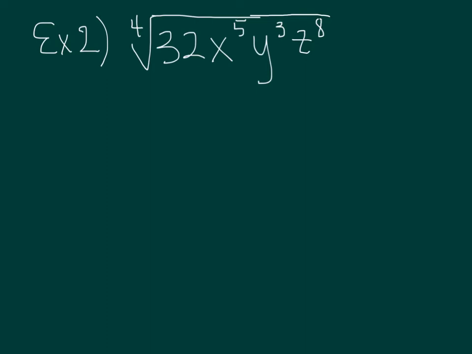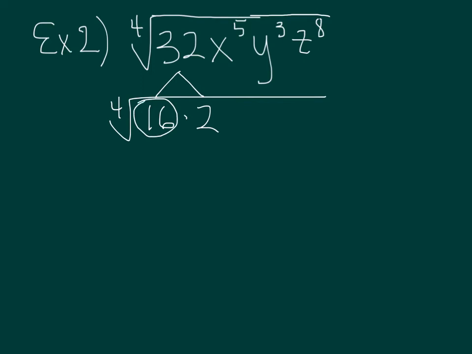I'm still going to work with the factors of 32, but now I want to break it down in a way where I could take the 4th root of one of those factors. So if I break it down to 16 times 2, I can actually find the 4th root of 16. The 4th root of 16 is 2. So this is going to come outside as a 2 and not be in here anymore. This 2 has to stay.